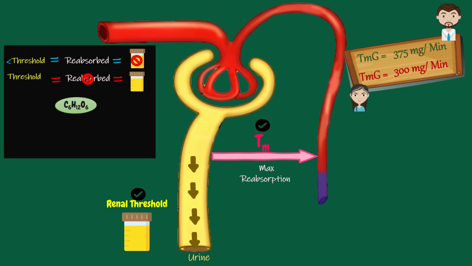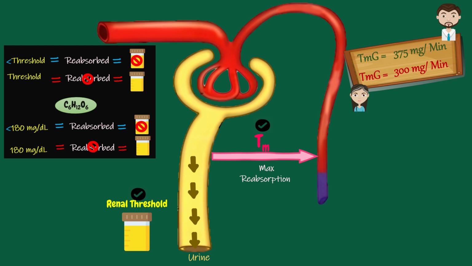For example, the renal threshold for glucose is 180 mg per deciliter. That is, glucose is completely reabsorbed from tubular fluid if its concentration in blood is below 180 mg per deciliter. So the glucose does not appear in urine. When the blood level of glucose reaches 180 mg per deciliter, it is not reabsorbed completely. Hence, it appears in urine.